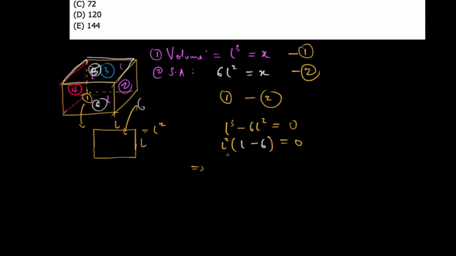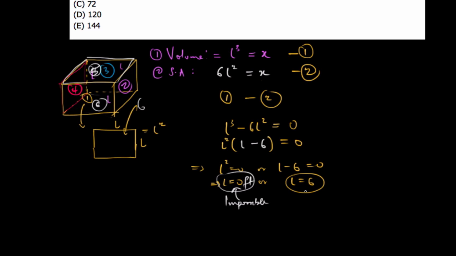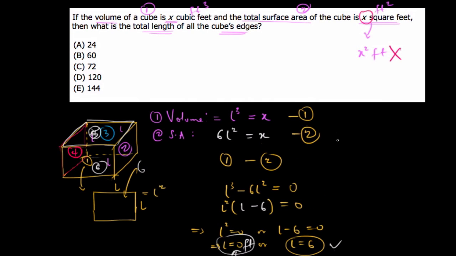So this implies that either L squared equals 0 or L minus 6 equals 0. If L squared equals 0, this implies that L equals 0. Or when you solve the other, you have L equals 6. So we have two solutions for the length of the cube. But it is not possible for the length of a cube to be 0 feet. So this is impossible. The one which is possible is L equals 6. So based on the two equations we have been able to find the length to be equal to 6 feet.